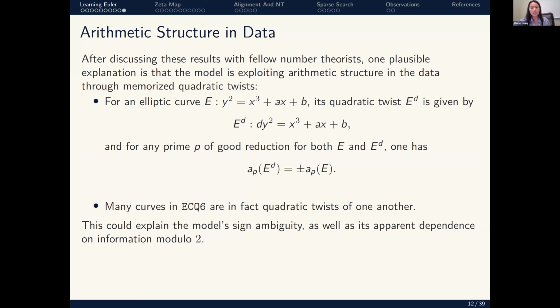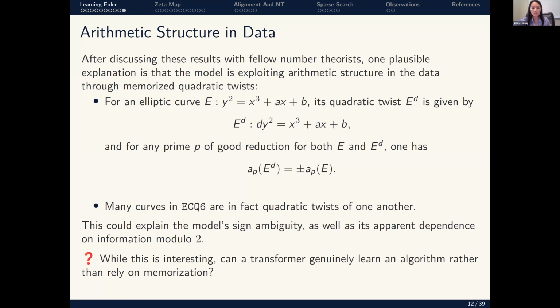So this could explain the confusion with the sign and also the dependency on the information mod 2. However, even though this is quite interesting, if the takeaway is that the transformer just does things by memorizing, this wouldn't be very interesting. So the question is: can a transformer model genuinely learn an algorithm rather than relying on memorization? I would like to propose yes, and I would like to propose an example suggesting the answer is yes.